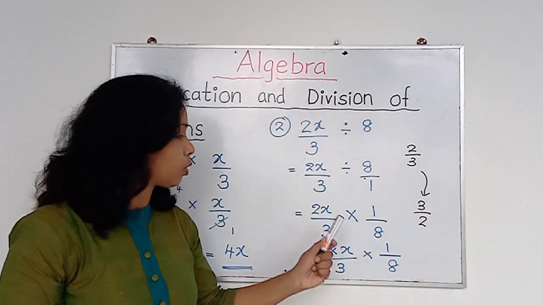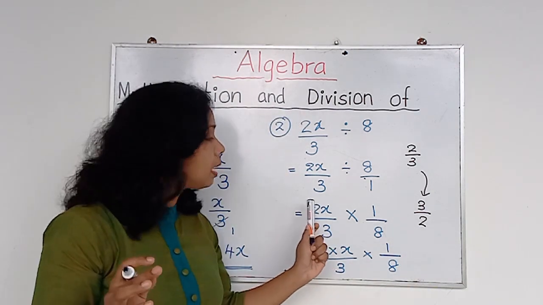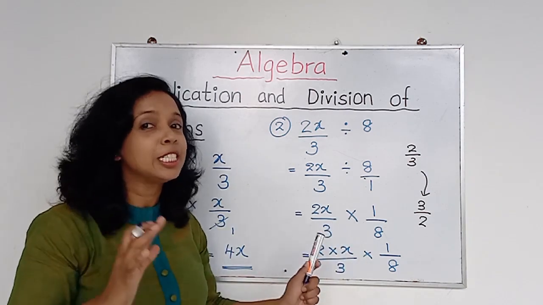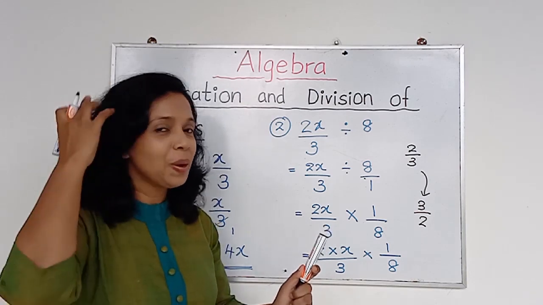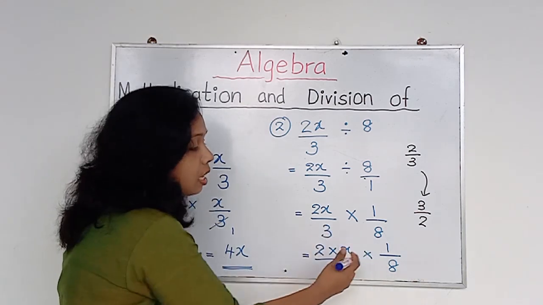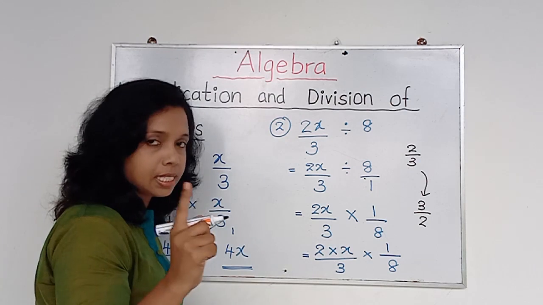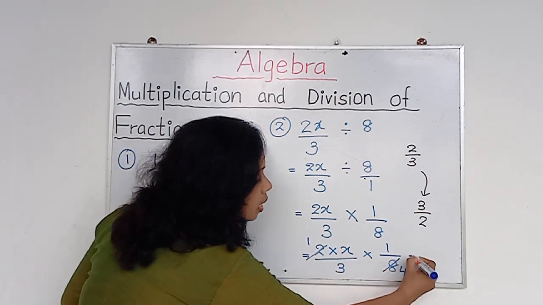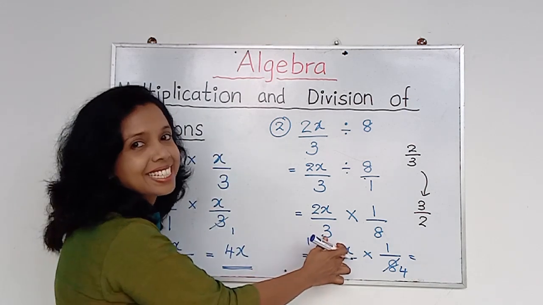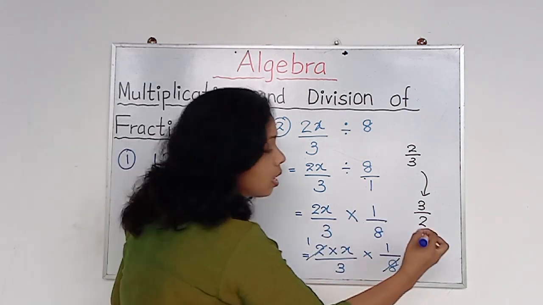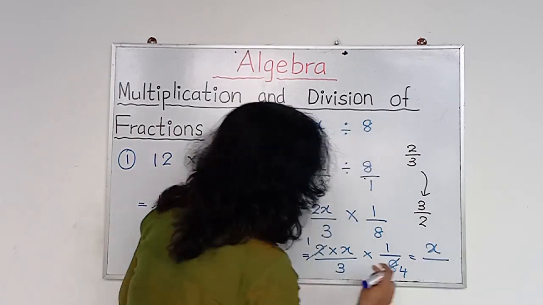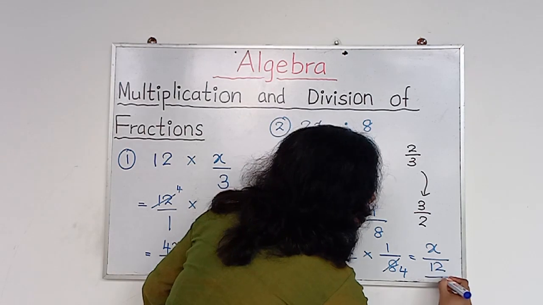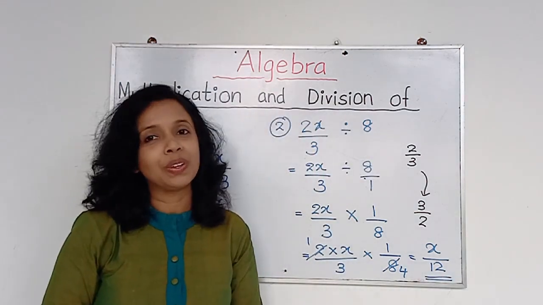Now, can you simplify? When you see this 2x, it seems you cannot simplify. That's why I expanded this 2x into 2 times x. Right? Okay, so then 2 times x. So, can you simplify? Yes, you can simplify it. How? 2 times 1, 2 times 4. Now, what happened? 1 times x, x times 1, again x, 3 times 4, 12. So, this is the final answer, x over 12.